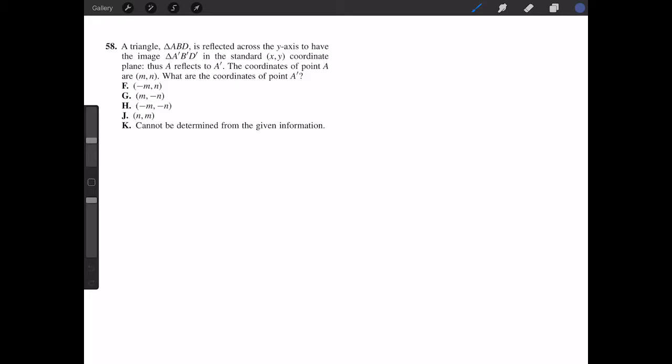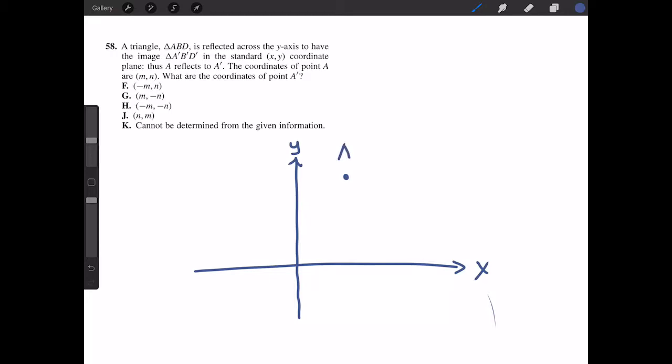So it always helps in problems like these if you just do a very, very quick sketch. So this is the xy coordinate plane. It says that we have a triangle ABD, and it's going to be reflected into A prime, B prime, D prime. A reflects to A prime. And then it says that the coordinates of point A are m, n. And notice that they're both positives. So what we can imagine is just a triangle where point A of that triangle is located somewhere on the first quadrant. And we would call this m, and we would call this n.